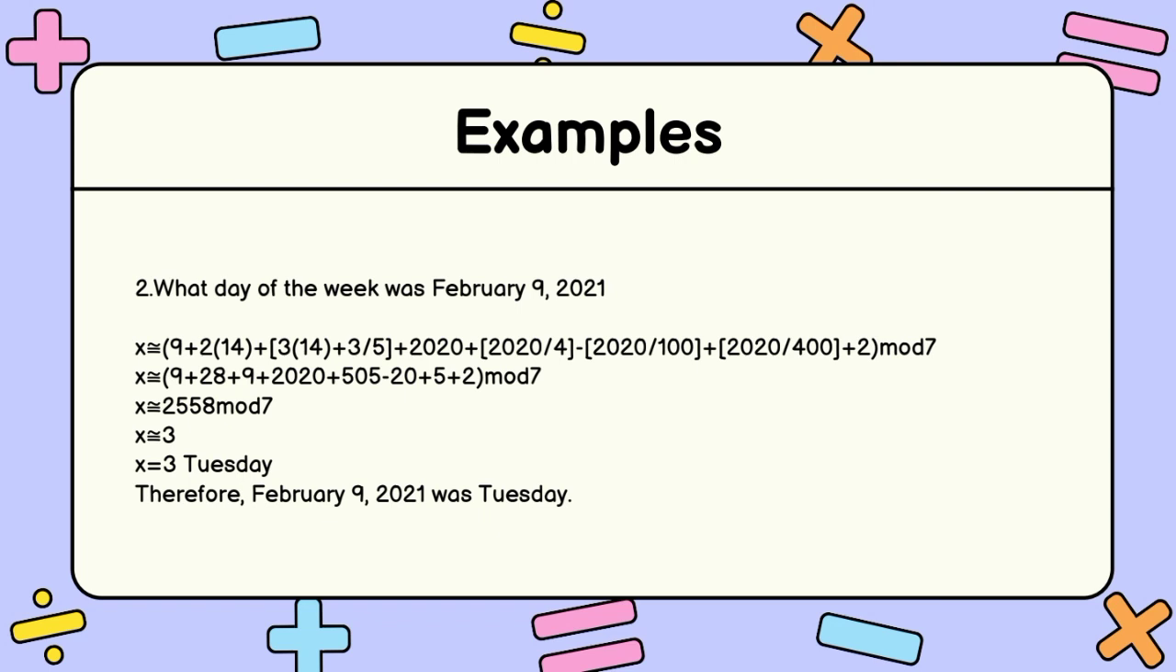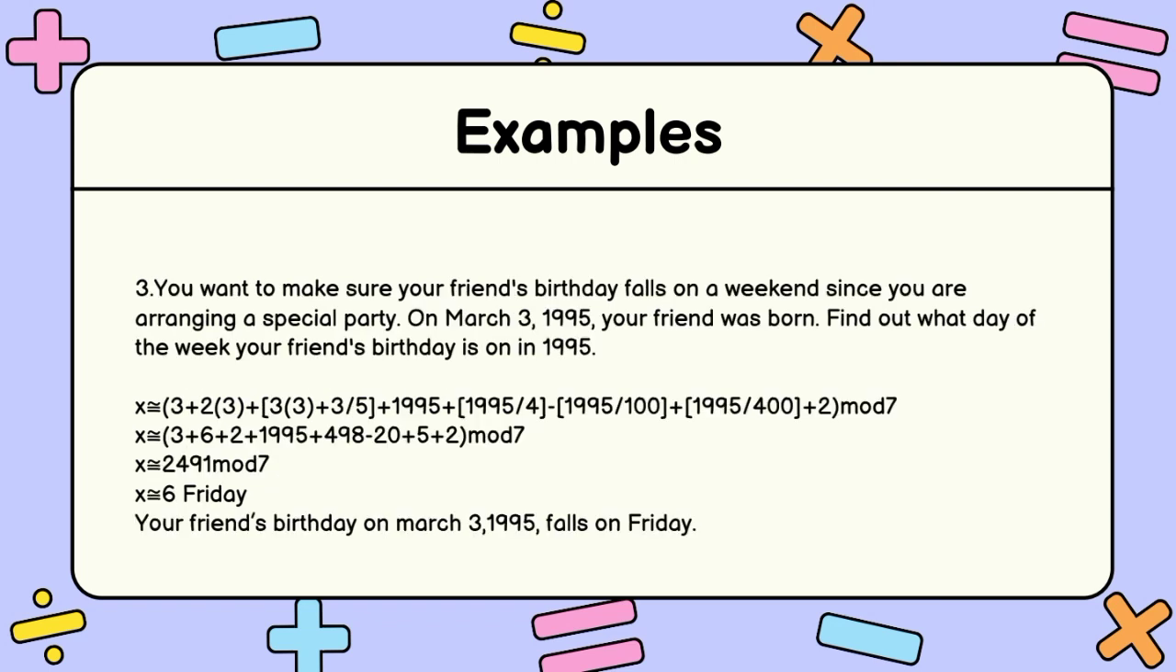Example number 2. What day of the week was February 9, 2021? Same as number 1, just use a calculator to solve it. Let's analyze. The day is 9 and the month is February, so we use 14, and the year is 2021. We're not going to use 2021 because we use the previous year, so 2020. Solving, the answer is x congruent to 3, which falls on Tuesday. Therefore, February 9, 2021 was Tuesday.